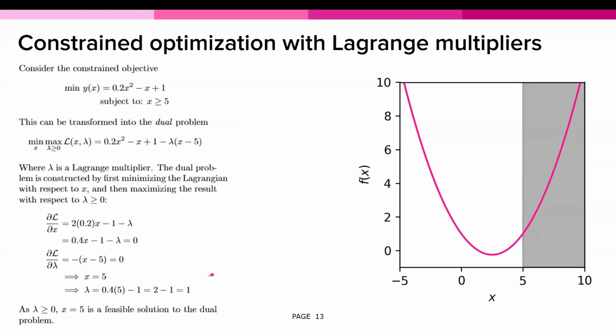And so this brings us to an important concept, the idea of an active constraint. Here, the optimal solution lies exactly at the boundary of the feasible region. And so a constraint is said to be active when it directly affects the outcome of the optimization. The Lagrange multiplier being positive indicates that the constraint was crucial in determining the solution.